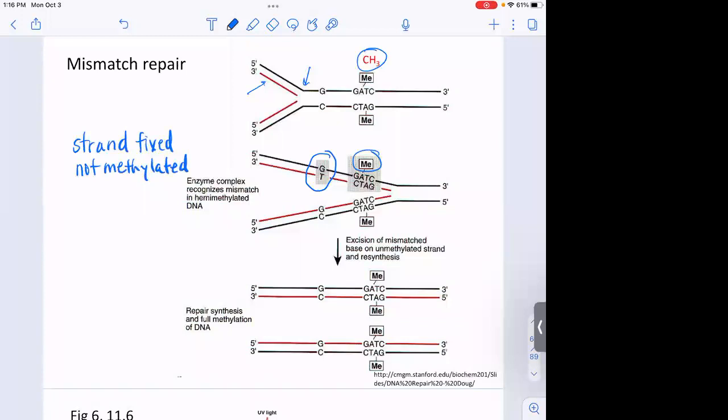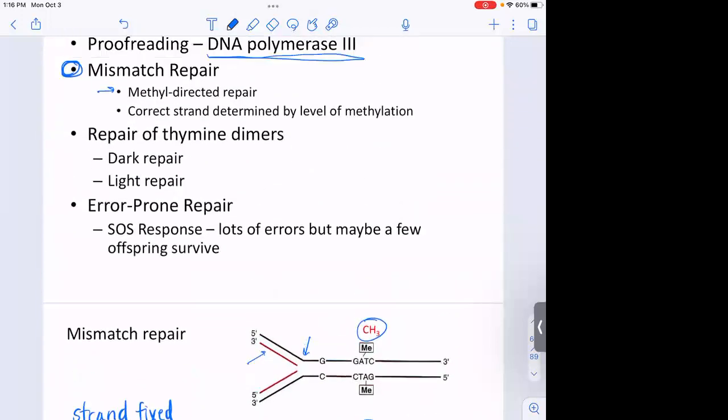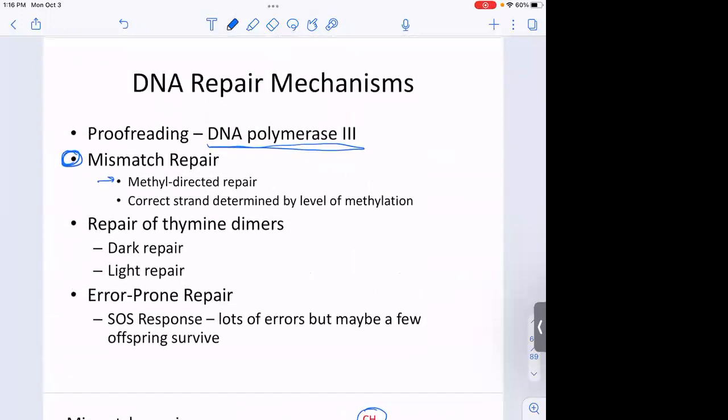And then after a few minutes, enzymes go down and will methylate the new strand as well. And then those repair mechanisms are not going to work anymore. Okay, so that's one repair mechanism.